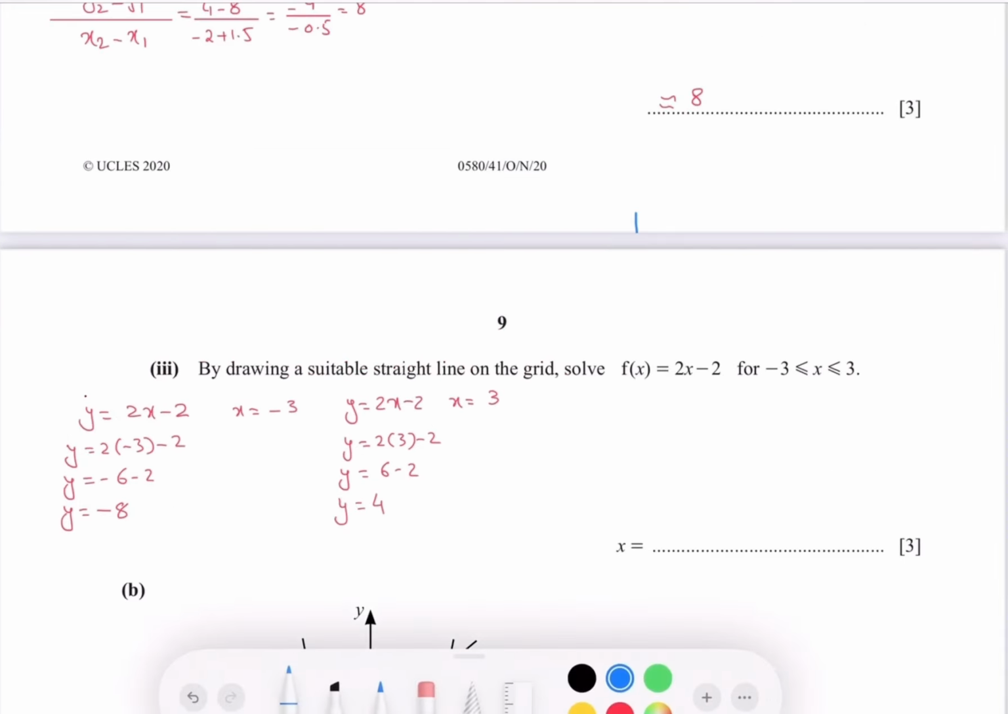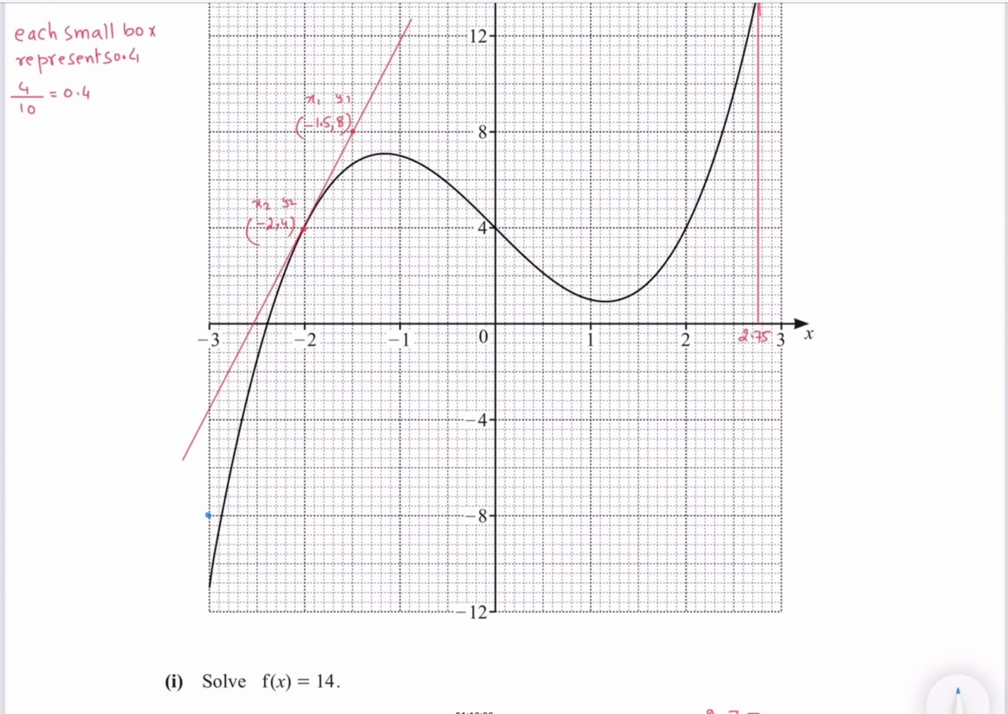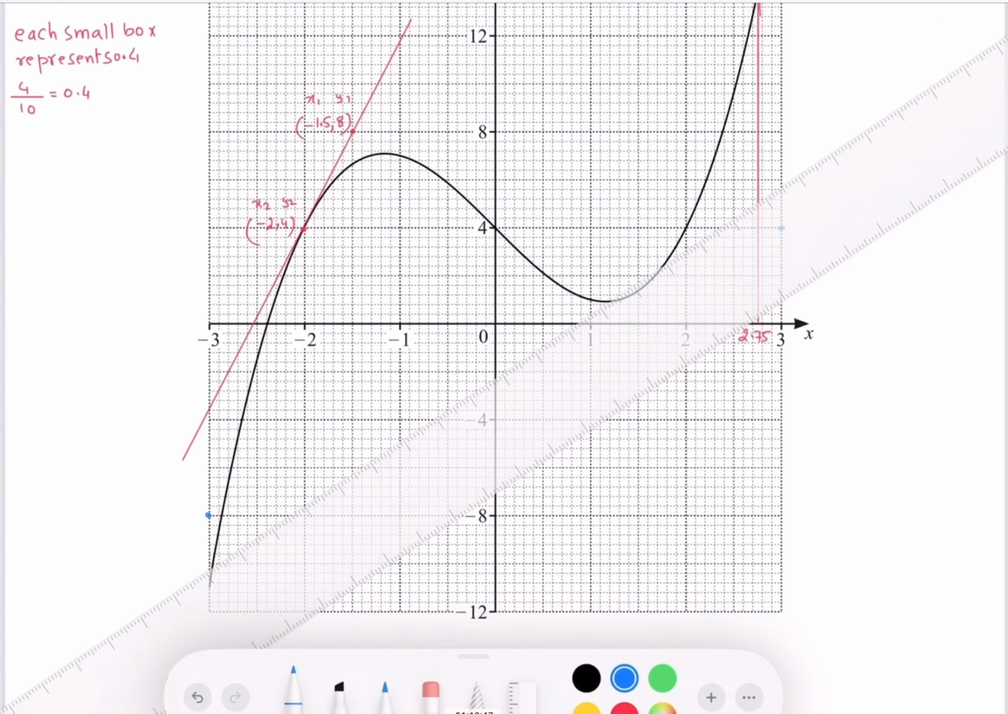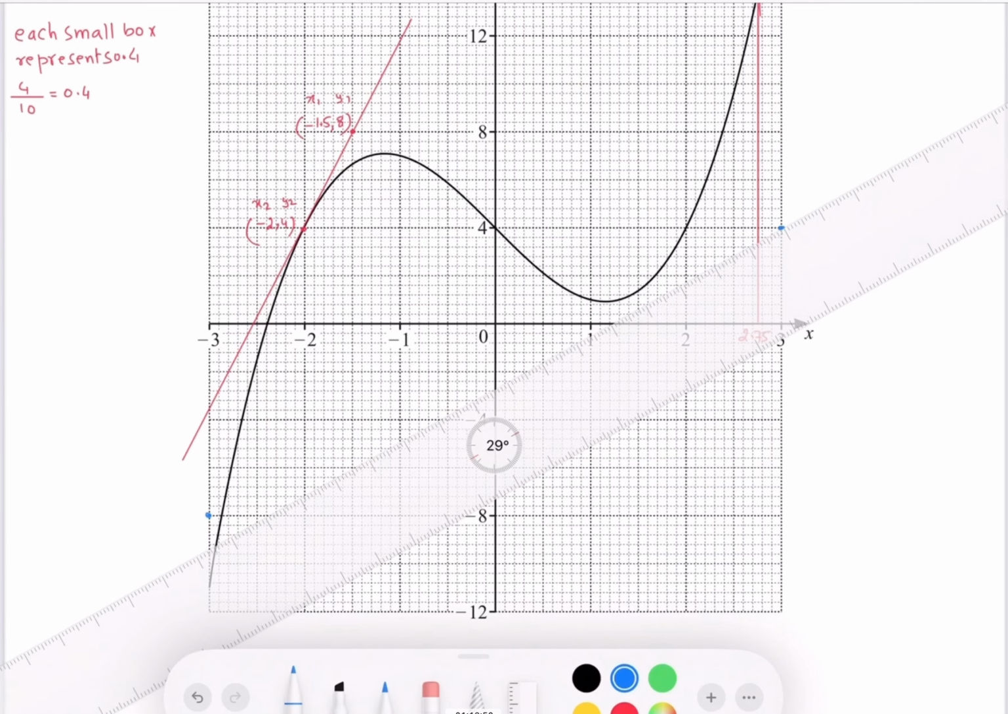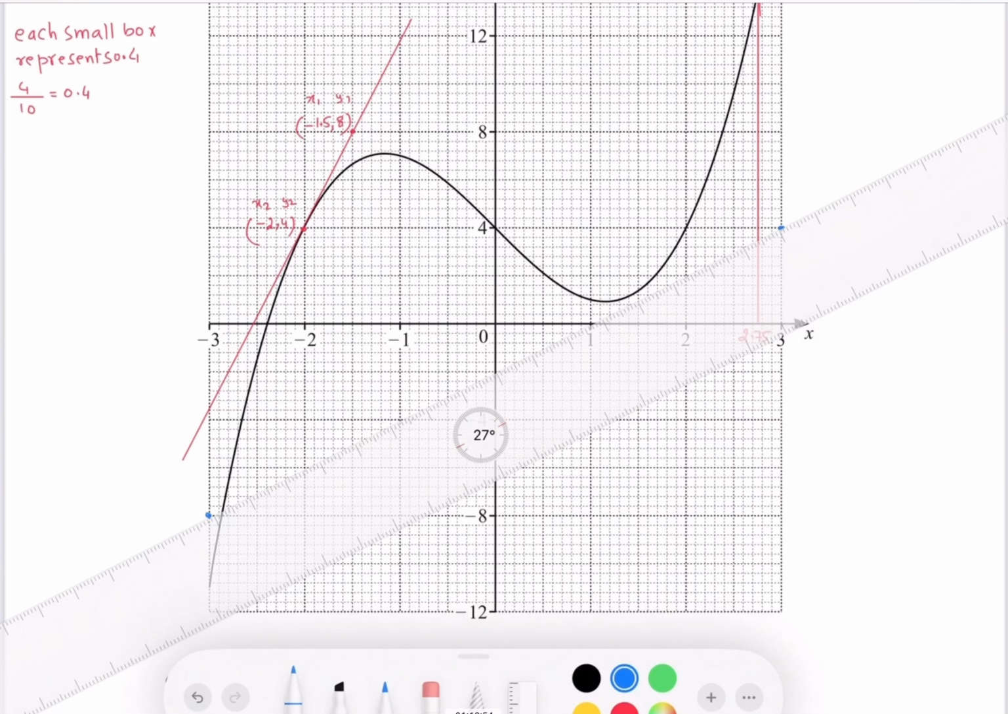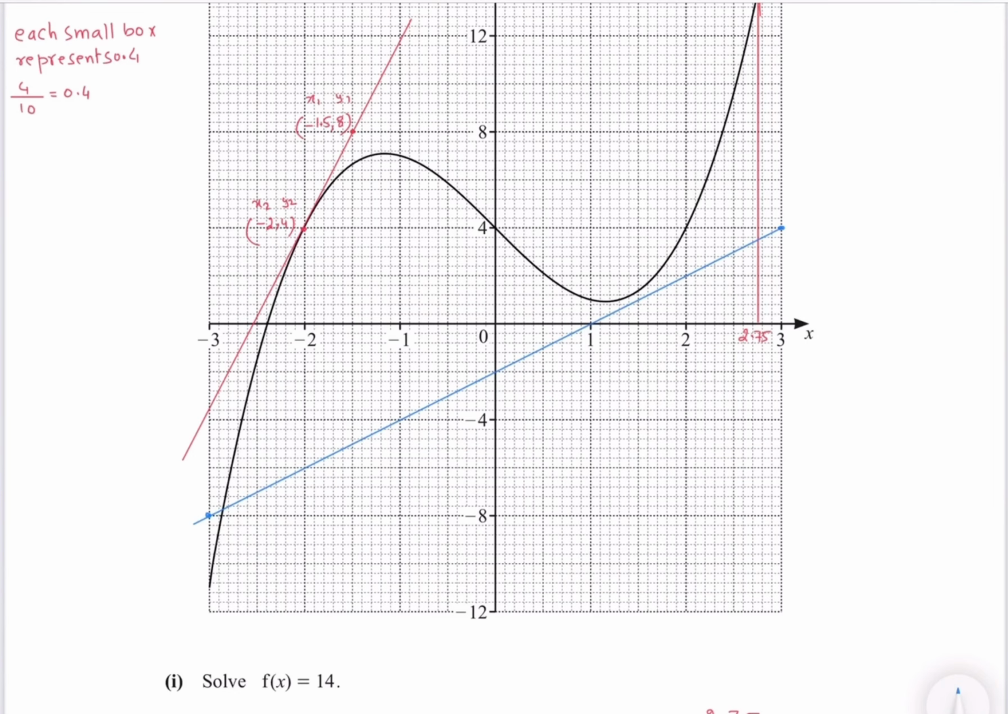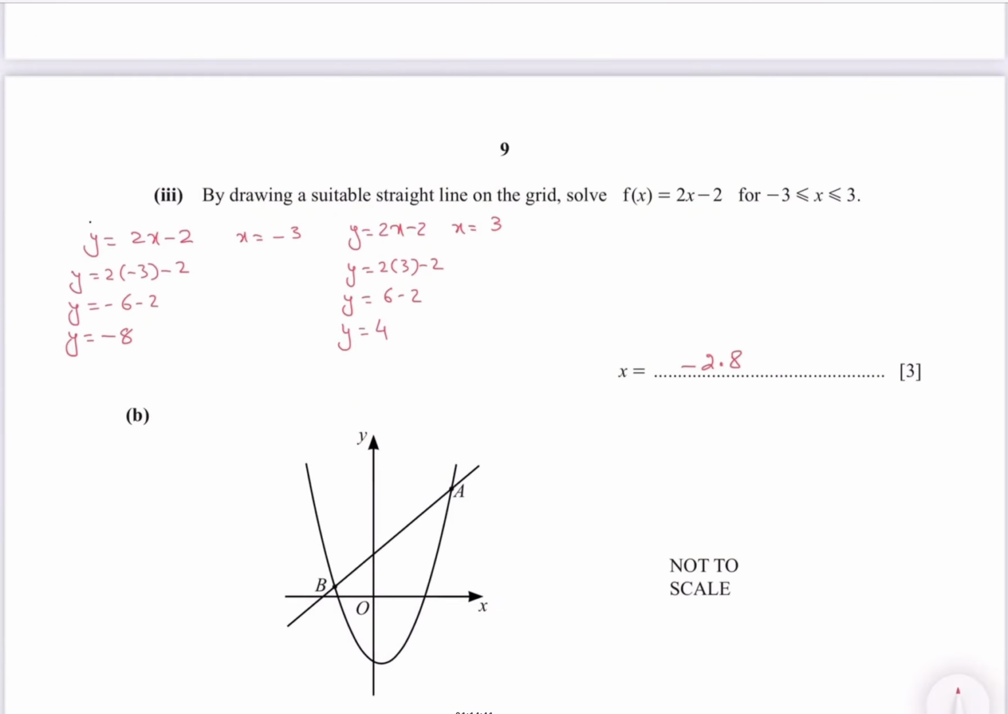Now you can draw this line. Mark these two coordinate points on the graph and join them. Where it crosses the graph, you can read its x coordinate, which is almost 2.8.